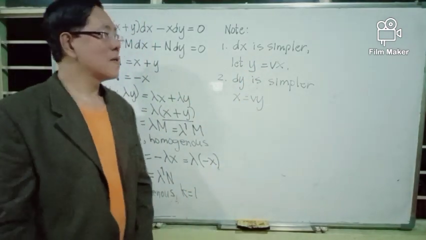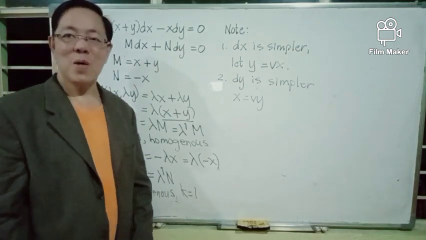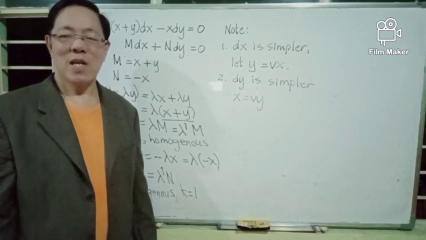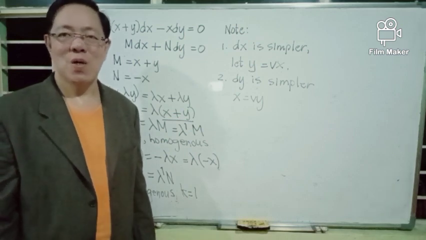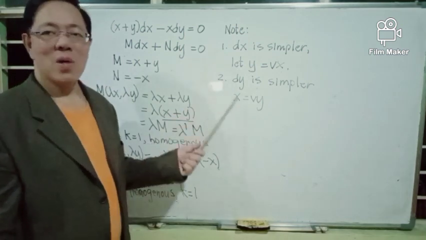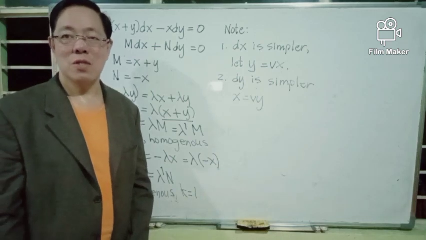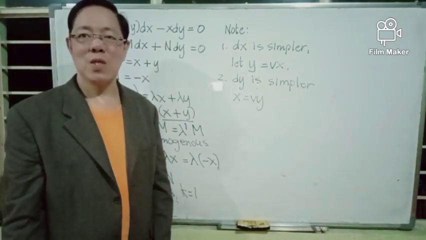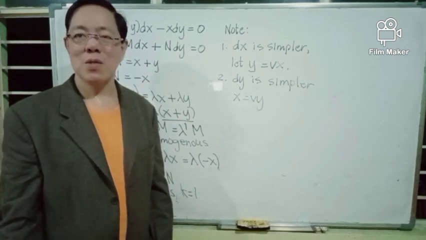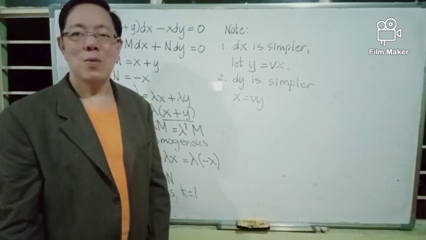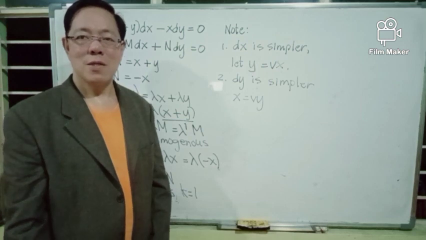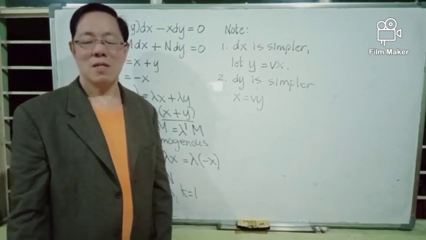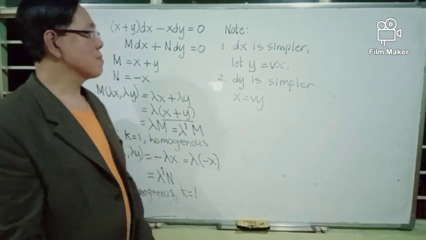It is advisable that you take note of the following when solving a differential equation with homogeneous coefficients, because this will help you in the solution. In solving a differential equation with homogeneous coefficients, we will make use of substitution. We will introduce a third variable, and we will have a change of variable in the given differential equation.